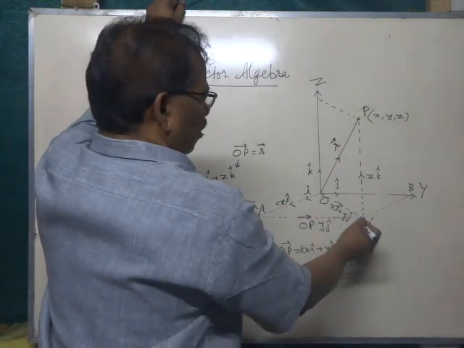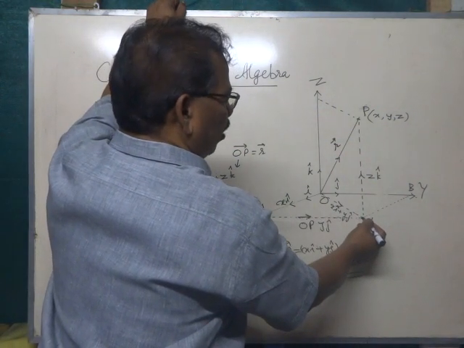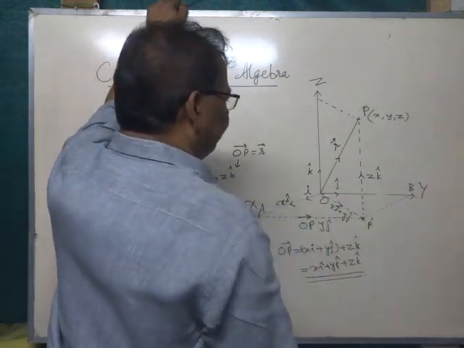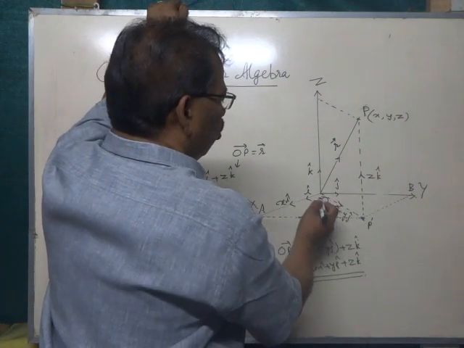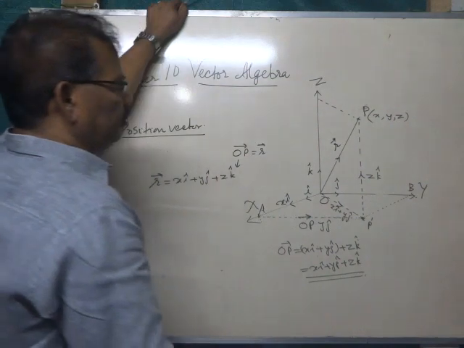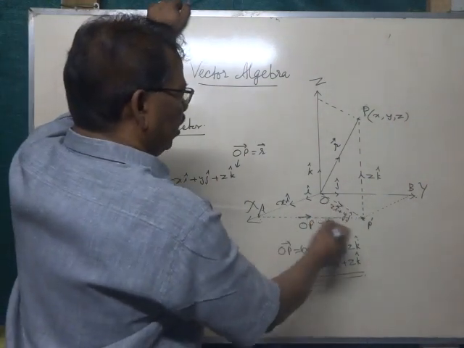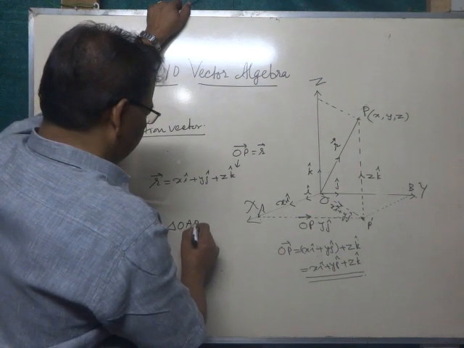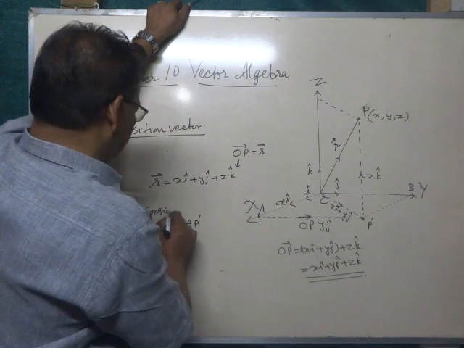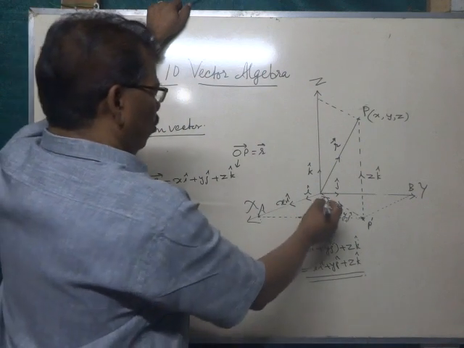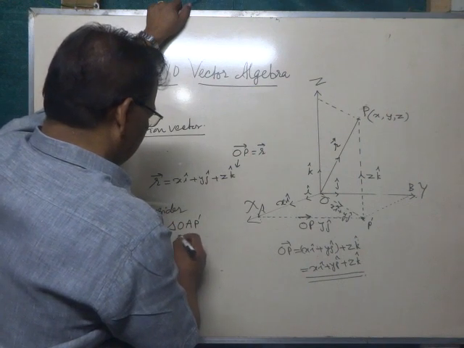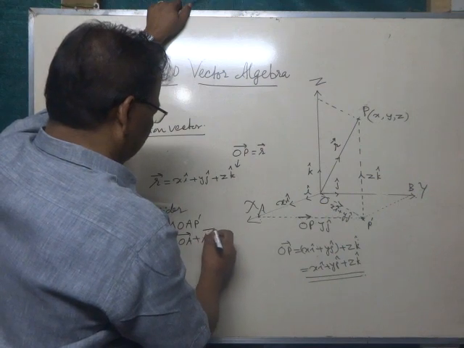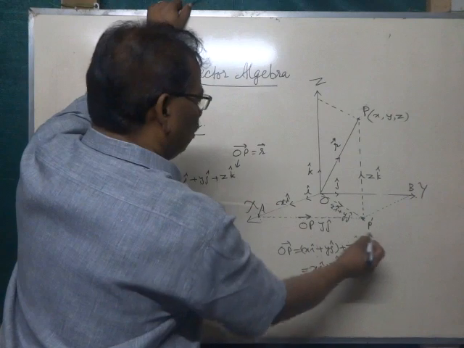Then we shall draw perpendiculars to the x-axis and y-axis and join OP dash. Consider the triangle OAP dash. Triangle OAP dash. Now vector OA plus vector AP dash will be equal to vector OP dash by triangle law of addition of vectors.